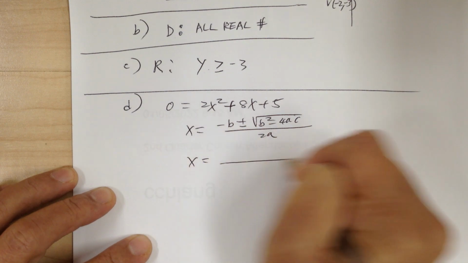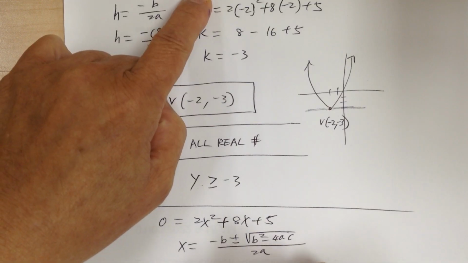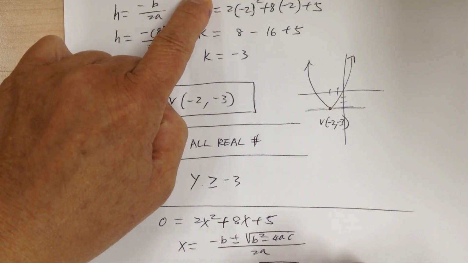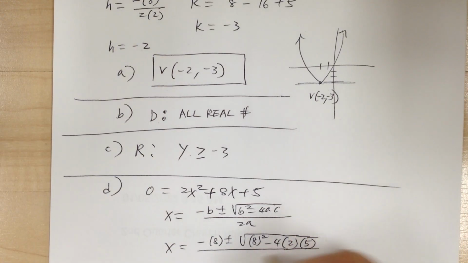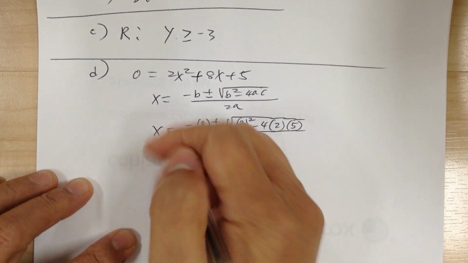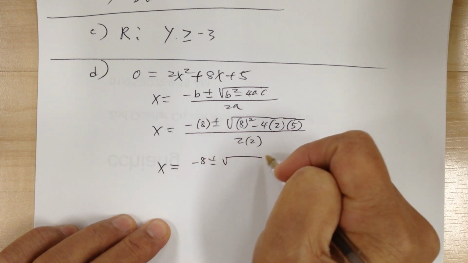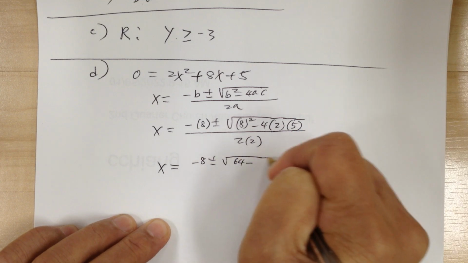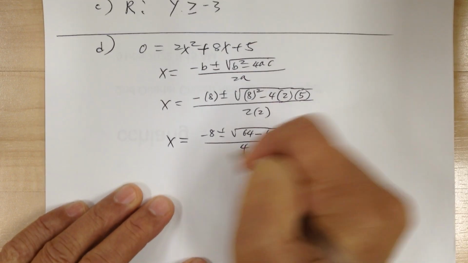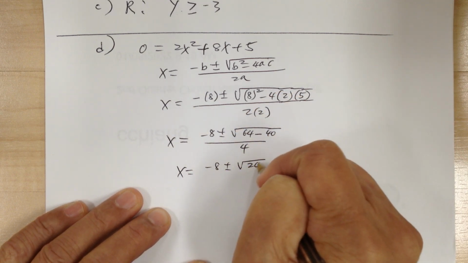So x would be equal to negative b, and again, you got a, b, c from here, right? So b equal to 8, plus or minus square root of 8 squared minus 4ac over 2a. Substitute your a, b, c in there and just work it out. So x would be equal to negative 8 plus or minus square root of, you can get your calculator, work out this part. So you're going to get 64 minus 40 over 4. So x will equal negative 8 plus or minus square root of 24 over 4.